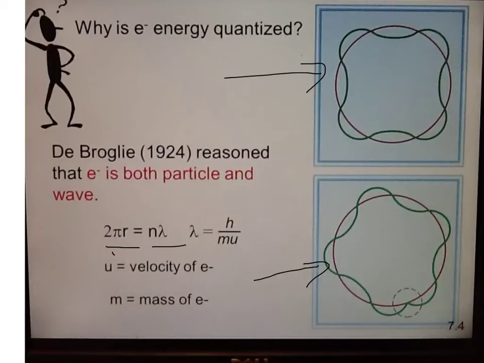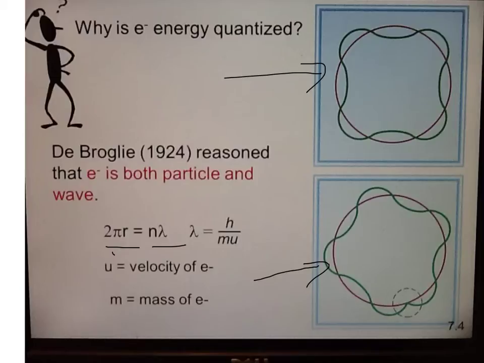Because n is a positive integer, it follows that r can only have certain values as n increases from 1 to 2 to 3 and so on. And because the energy of the electron depends on the size of the orbit, it must follow that the energy of the electron is quantized. So basically, the only way that the electron can exist at those certain distances is because it is a wave, not a particle traveling in a circular path around the nucleus, but a wave on a circular path.